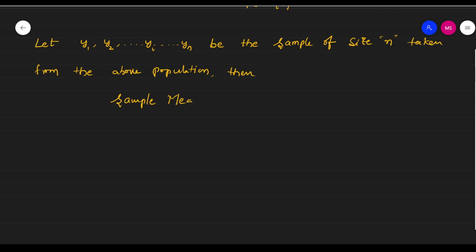Sample mean formula. The sample mean ȳn is equal to 1 by n, summation i running from 1 to n of yi. This is the sample mean formula. Okay, so now I will discuss another point.